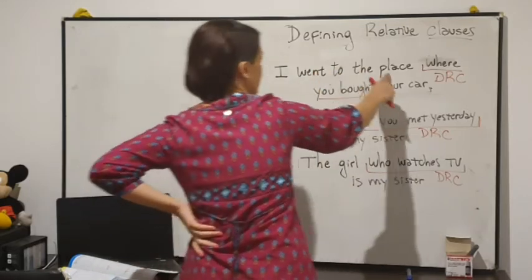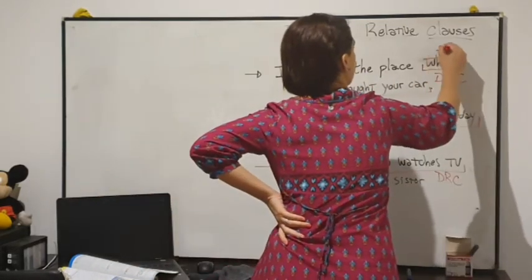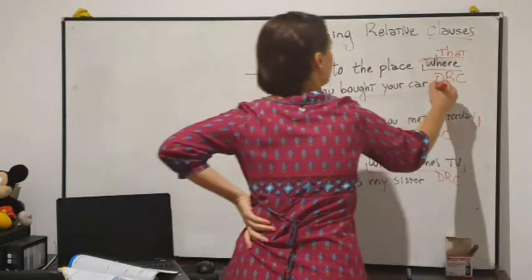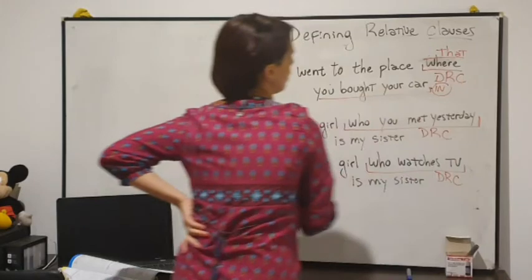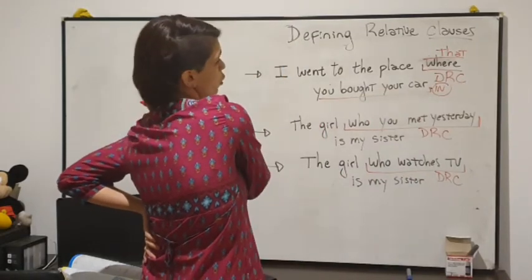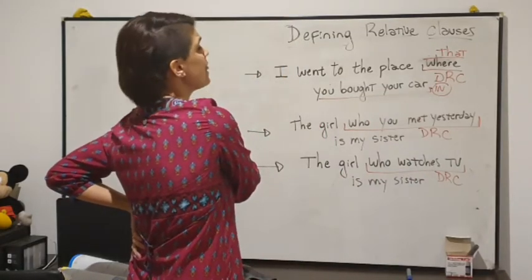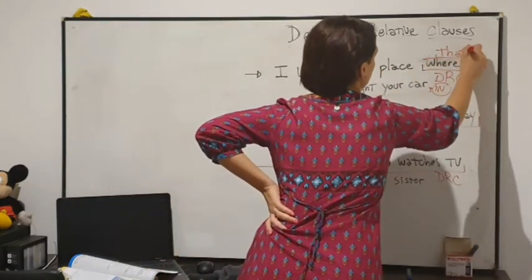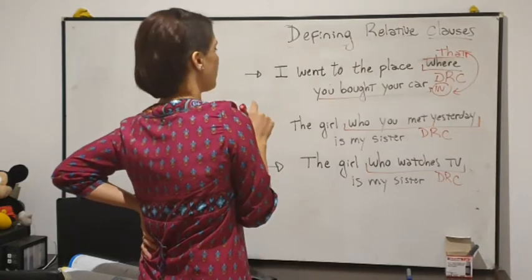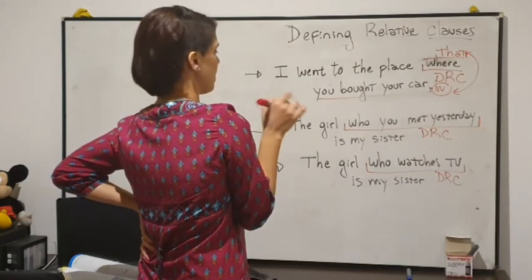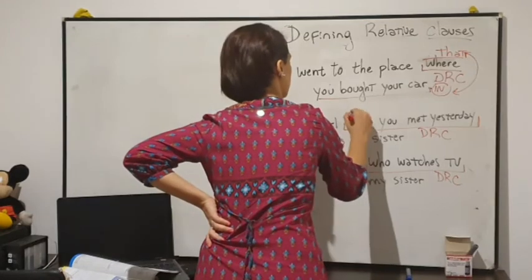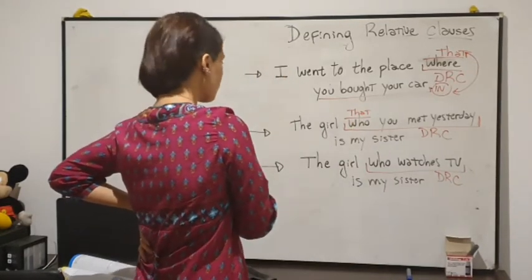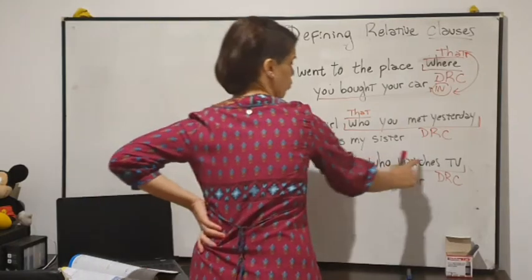So I went to the place that you bought your car, and I need in here, okay? I went to the place where you bought your car, or I went to the place that you bought your car in. So generally that needs in to complete the sentence. The girl who you met yesterday is my sister. The girl that you met yesterday is my sister. And here, the girl that watches TV is my sister.